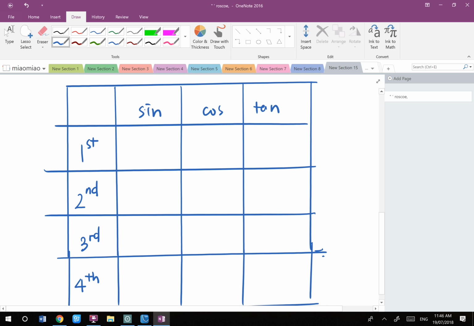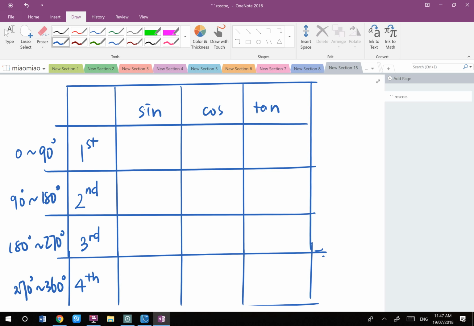If I just talk about 0 to 360 degrees, the first quadrant angle will be 0 to 90 degrees, the second will be 90 to 180, then 180 to 270, and then 270 to 360. You know there will be more angles in the first quadrant, more in the second, they can be negative or positive, it doesn't matter. Let's just talk about those values now.